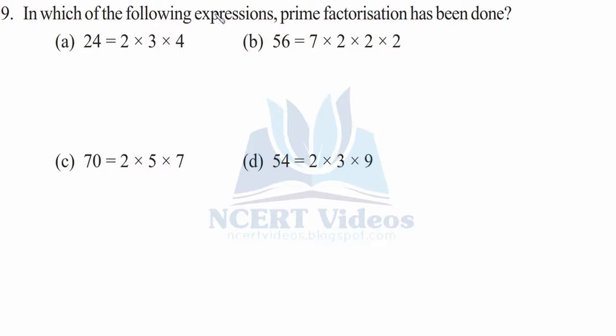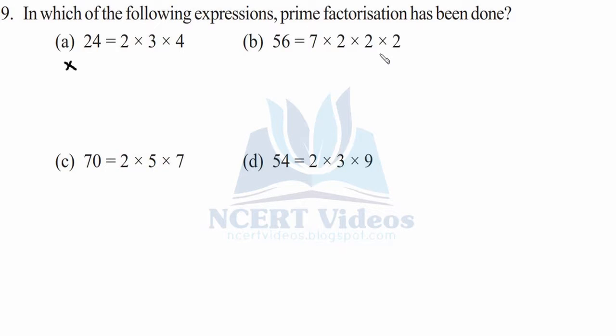9th, in which of the following expressions has prime factorization been done? So it is very simple. Look, 4 could be written here as 2 into 2. So it is not prime factorized. So it is false. For the B part, all the prime factors are there.